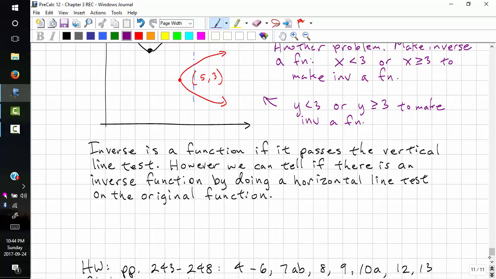And just to get this down in writing, an inverse is a function if it passes the vertical line test. However, we can tell there is an inverse function by doing a horizontal line test of the original function without graphing the inverse.